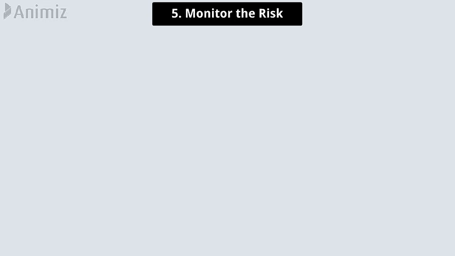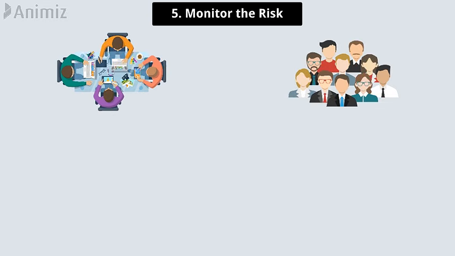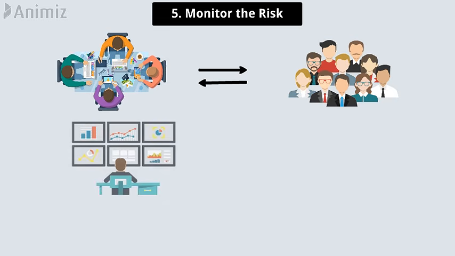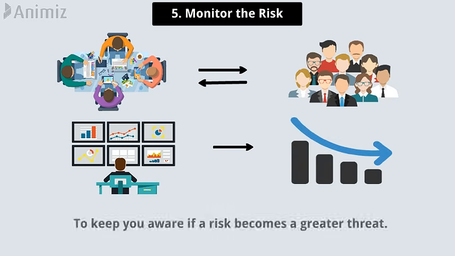5. Monitor the risk. Transparent communication among your team and stakeholders is crucial for the ongoing monitoring of potential threats. Risks need to be continuously monitored to make sure that risk mitigation plans are working, or to keep you aware if a risk becomes a greater threat.